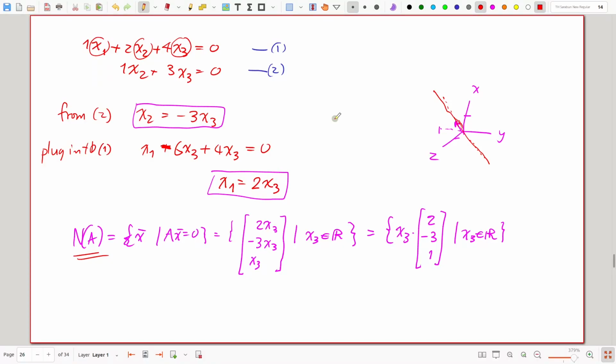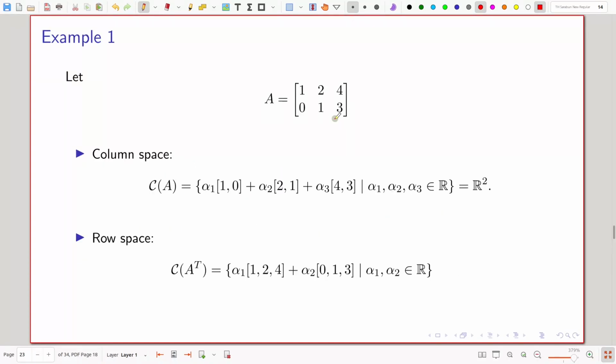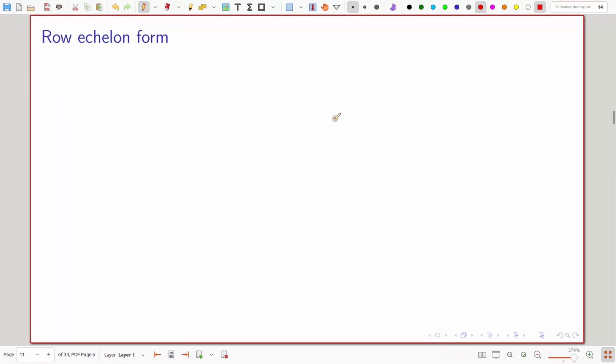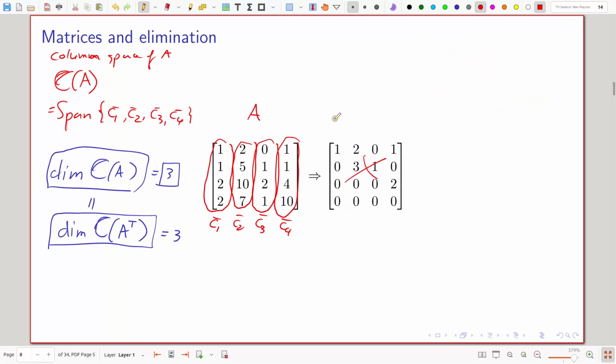Okay, so let's look at a more complex example. Let's work on this.